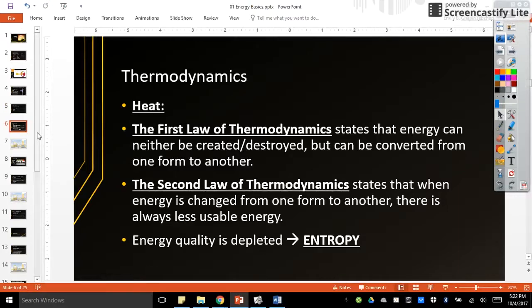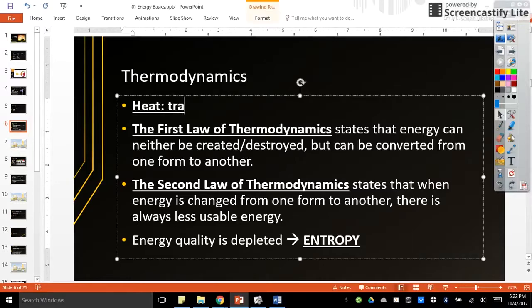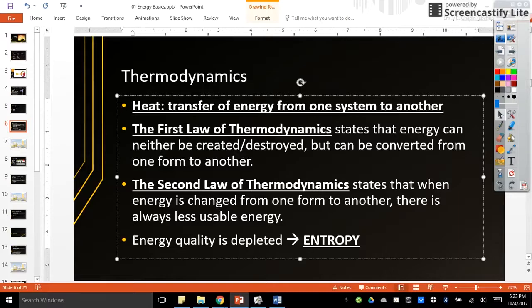Energy is important when we're thinking about this idea of thermodynamics. Heat is the transfer of energy from one system to another. Any system with energy will have heat. So there will be heat in any system on Earth or in the universe. Even in the voids of space where there is no air, there will be some sort of heat because there's some sort of energy there.